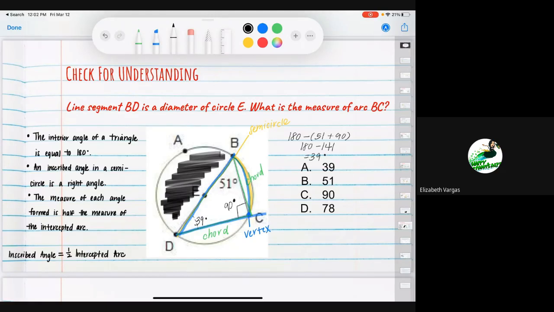Okay, now what do I know about an inscribed angle and its arc? I know that an inscribed angle is half the measure of its arc. So I can use this equation right here.